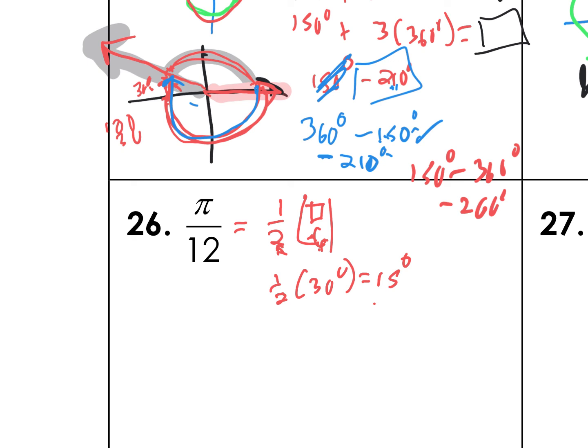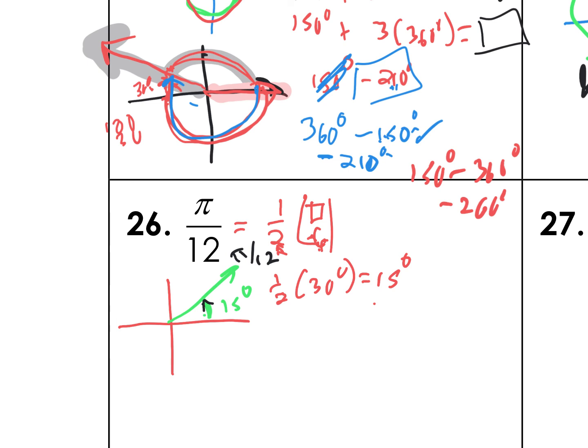Why do I spend time looking at it in degrees? Because I don't understand pi over 12. I understand 15 degrees. 15 degrees goes up a little bit this way. There it is, 15 degrees. But we really shouldn't be calling it 15 degrees because we're in radians. But in English, it looks to me like that, 15 degrees. But that's really pi over 12.